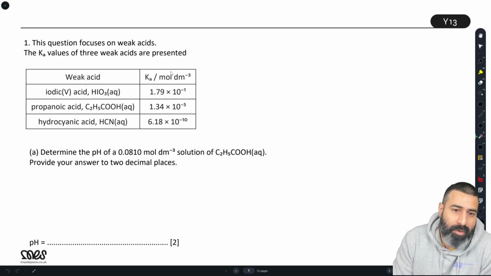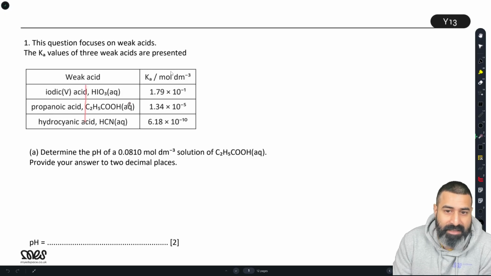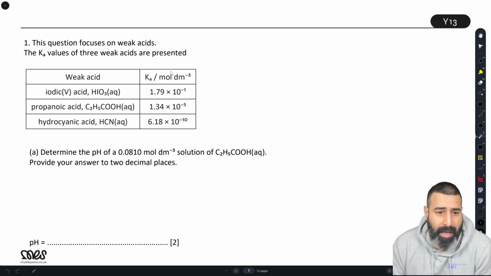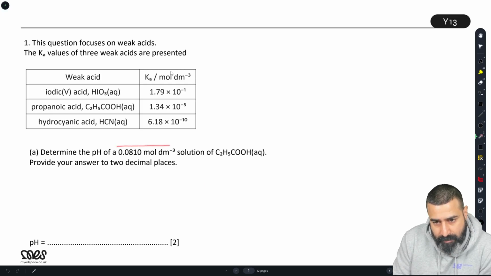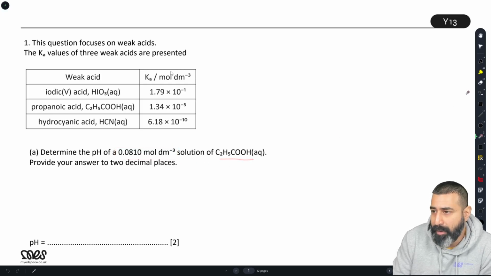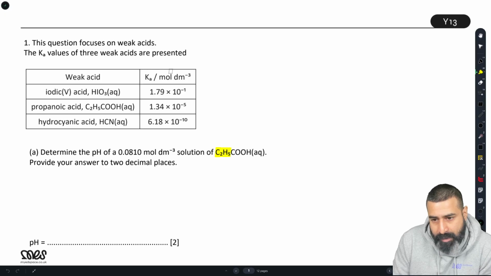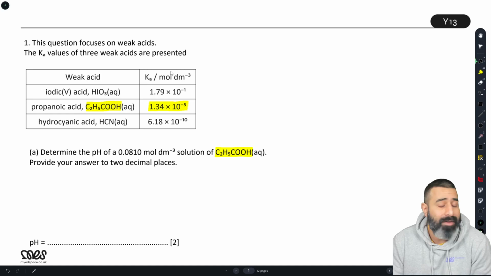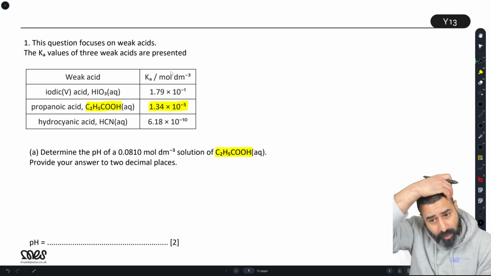So we have a table which has 3 different weak acids and the associated acid dissociation constants given in the table also. And our first job is to determine the pH of a given concentration of a solution of this acid, which is propanoic acid. Okay, so I'm just going to highlight propanoic acid. Here it is, and here is the associated Ka. So we have to determine the pH of this solution.